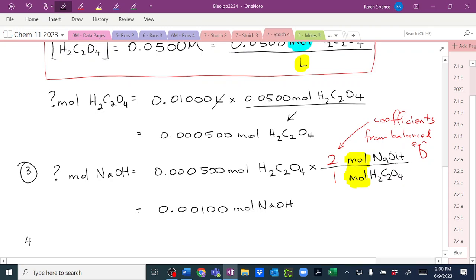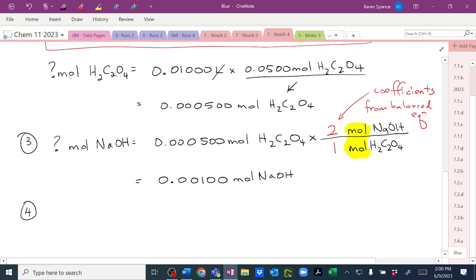Now, question 4 asks us to find square brackets NaOH. What does it mean when we have square brackets around NaOH? Concentration. Concentration in what unit? Moles per liter. So we are going to want to have our moles of NaOH over the liters of NaOH.